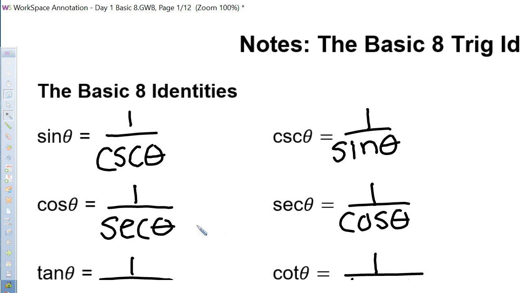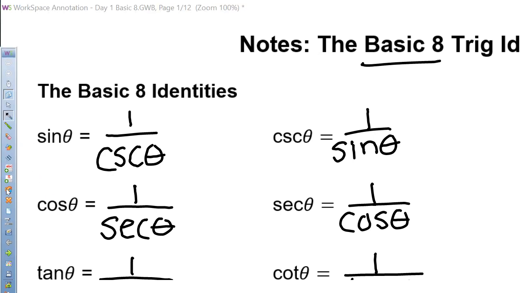And we use this with the unit circle when we were trying to find tangent and cotangent, and that was tangent is sine over what? Cosine. And cotangent is which one? Cosine over sine. So on your handout, if you see anything that says the basic 8 or the big 8, these are the 8 identities that they are referring to. And we'll be using these today and throughout Unit 7.